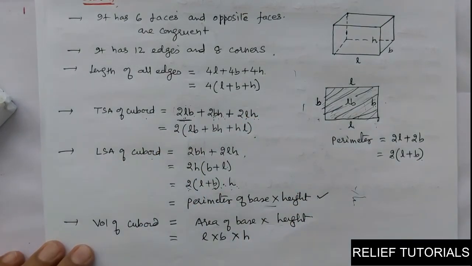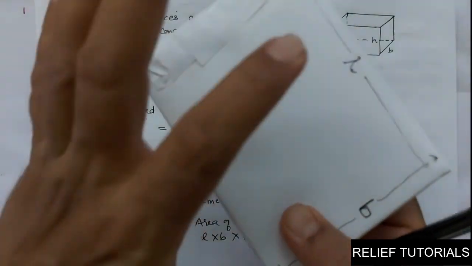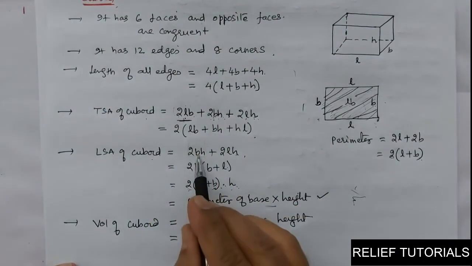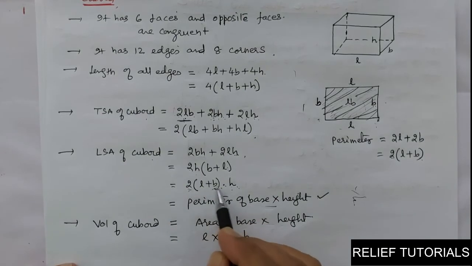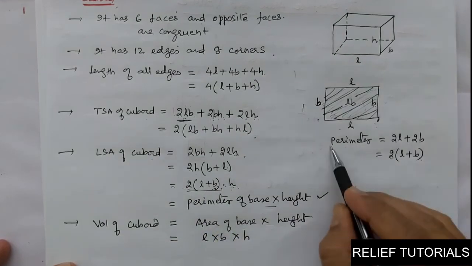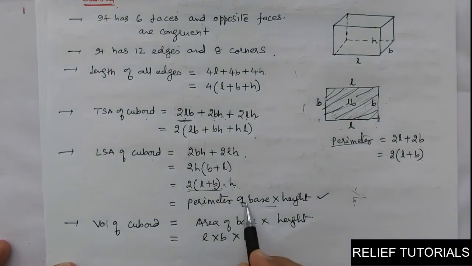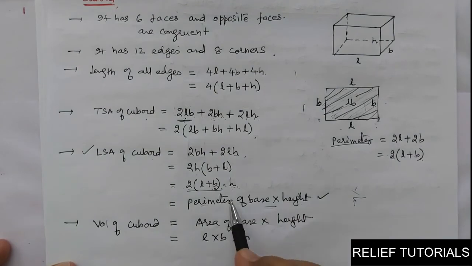And when I talk about lateral surface area, it means you have to find the area of these 4 lateral faces, except top and bottom, so you remove the 2LB. We consider 2BH plus 2LH, 2 common, H common, so 2 into L plus B, into H. What do you mean by 2 into L plus B? 2 lengths plus 2 breadths, that is the perimeter. 2L plus 2B, that is 2 common, L plus B, so that is perimeter of base into height. So when I say lateral surface area, you have to say perimeter of base into height. When I say volume, you have to say area of base into height.